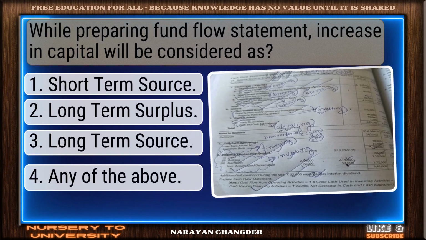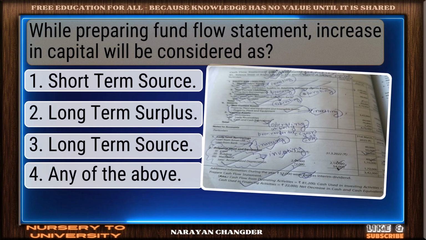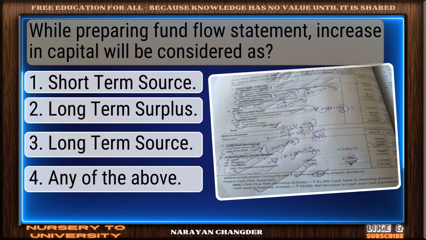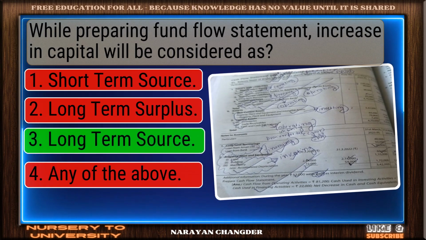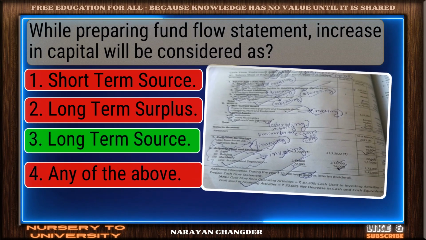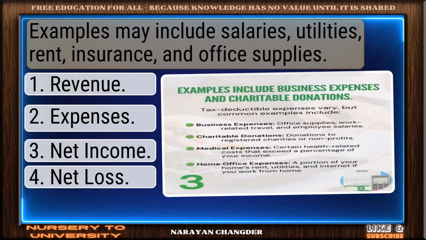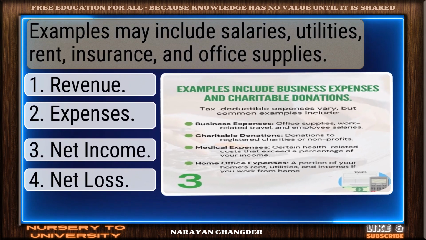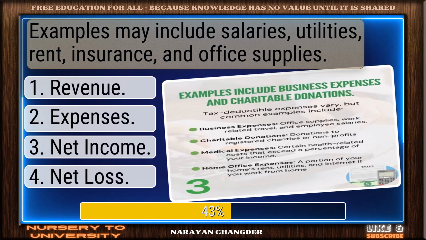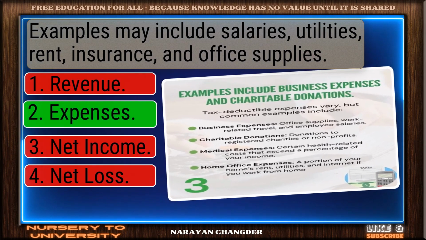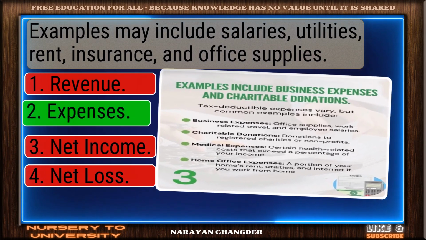While preparing fund flow statement, increase in capital will be considered as. Perfect. Long-term source is the correct choice. Examples may include salaries, utilities, rent, insurance, and office supplies. Sharp thinking. Expenses is the right choice.